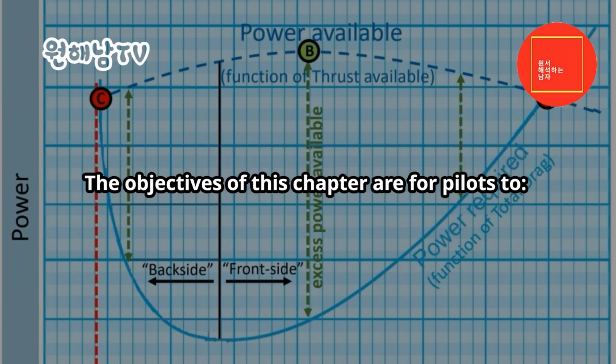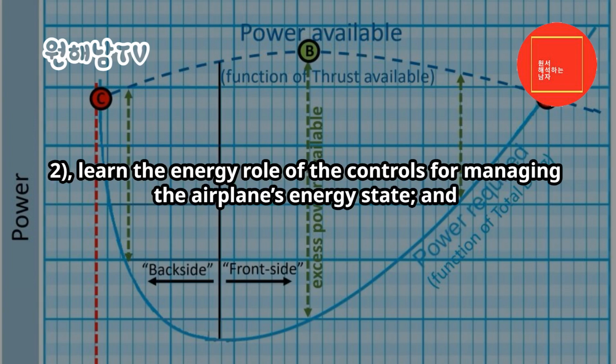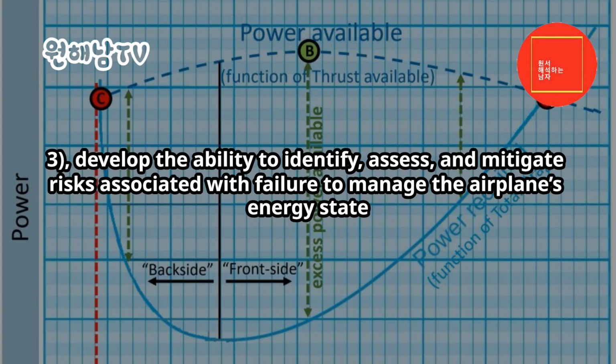The objectives of this chapter are for pilots to: 1. Gain an understanding of basic energy management concepts. 2. Learn the energy role of the controls for managing the airplane's energy state, and 3. Develop the ability to identify, assess, and mitigate risks associated with failure to manage the airplane's energy state.